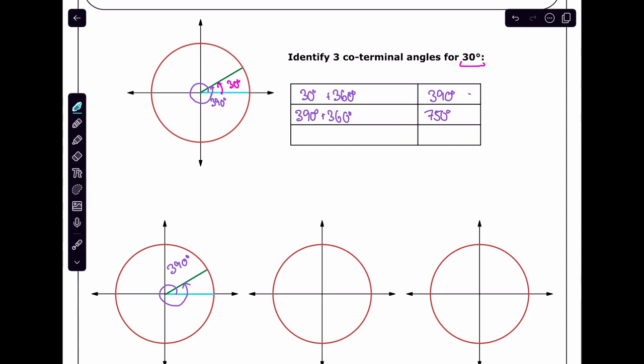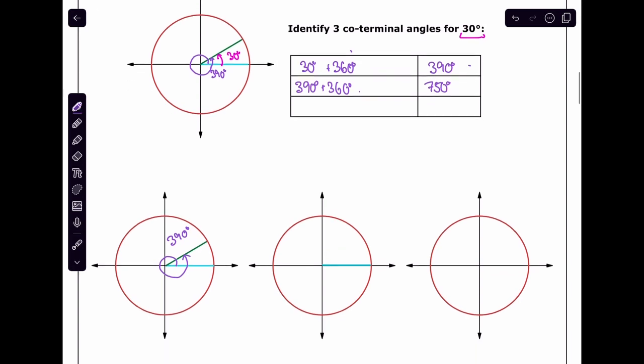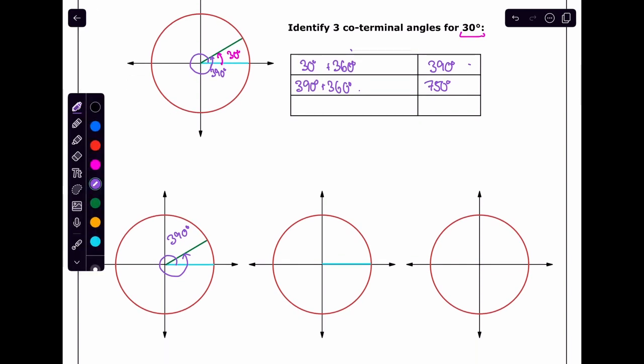So to graph that, we can start with the terminal arm. And because we've done two 360 degree additions, that means we're making 2 full rotations. So we draw our terminal arm, and we're going to go around once and twice before touching the same terminal arm as 30 degrees. So our next coterminal angle would be 750 degrees.